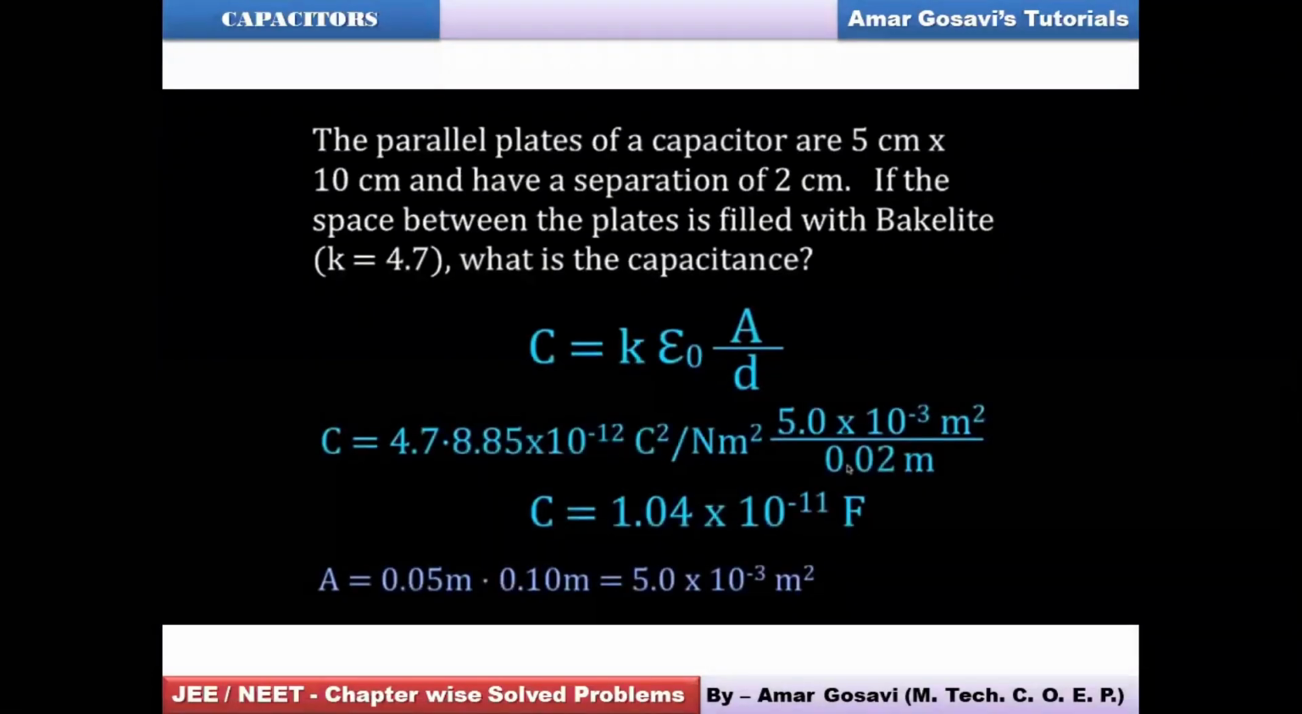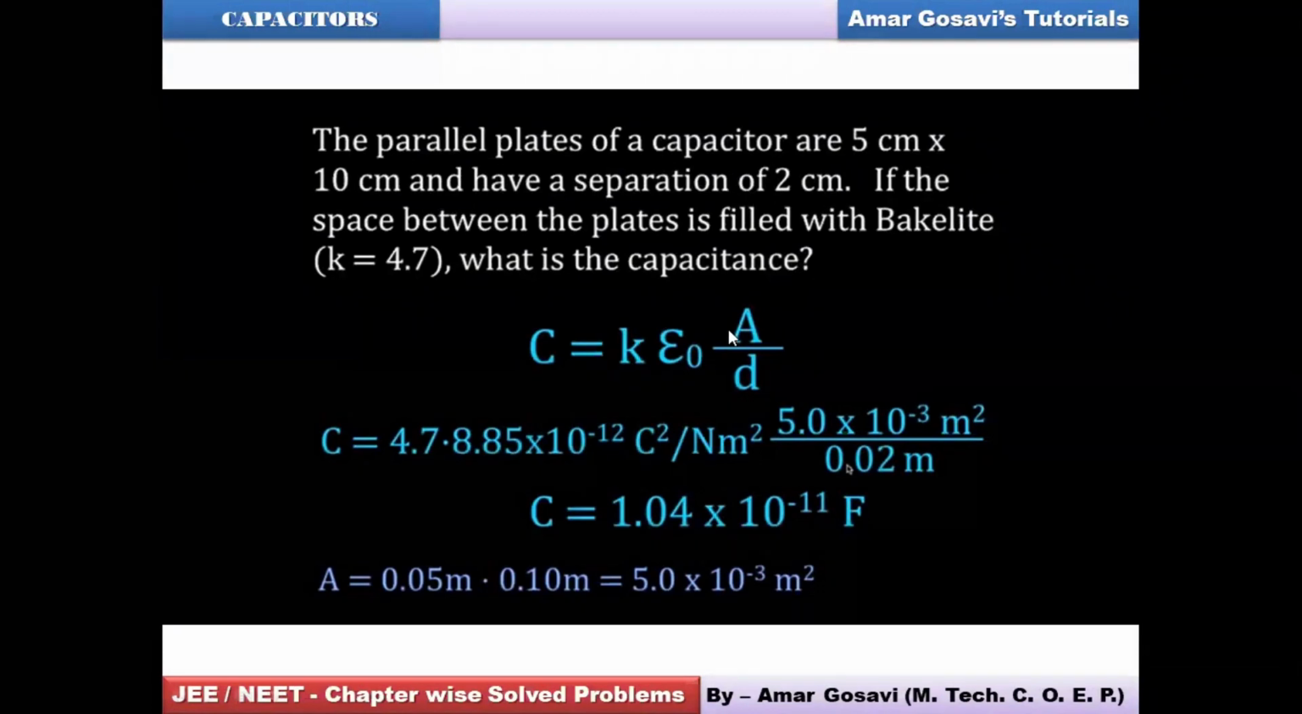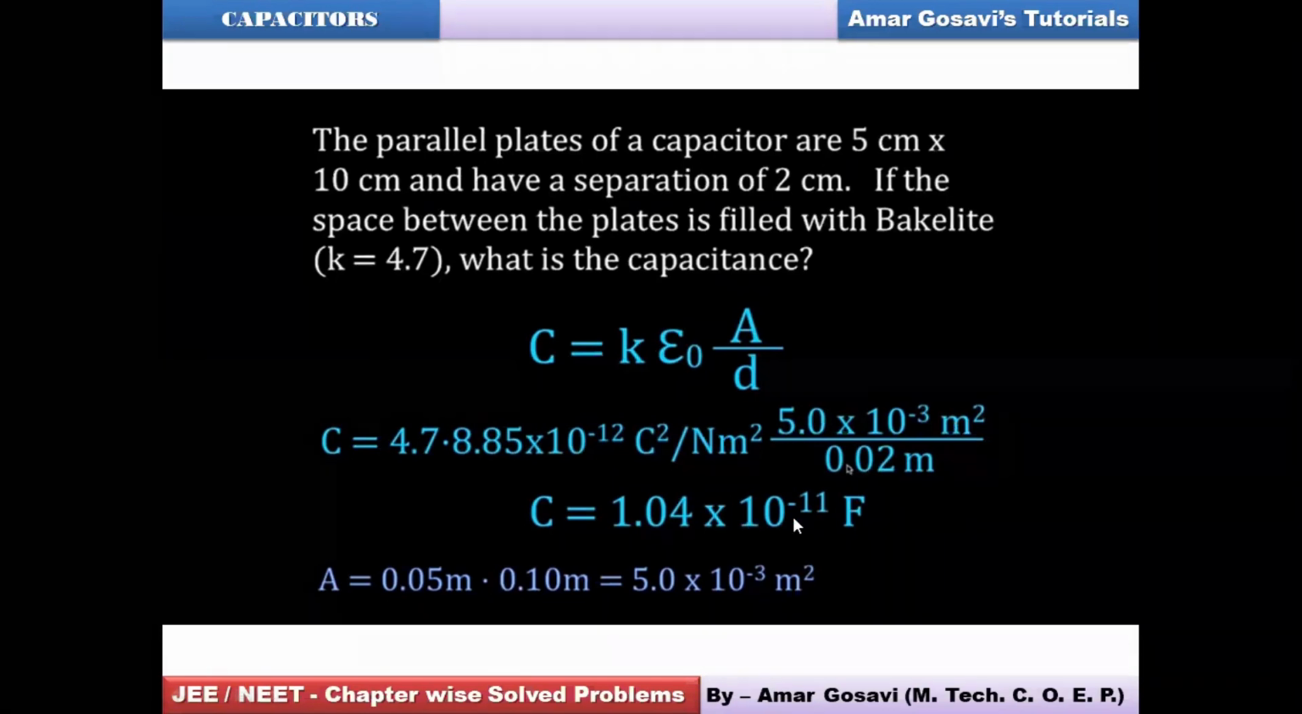Now the formula would be the same, you can see. But here K is given to you as 4.7. And area, you can see, will be 5 into 10. These are the dimensions given, so convert it into meter square in that case. When you convert it into meter square, convert distance also, small d, also in meter. You solve it, you place it, then you get the capacitance as 1.04 into 10 raised to minus 11 farad. So that can be a change, where they give you the value of dielectric.